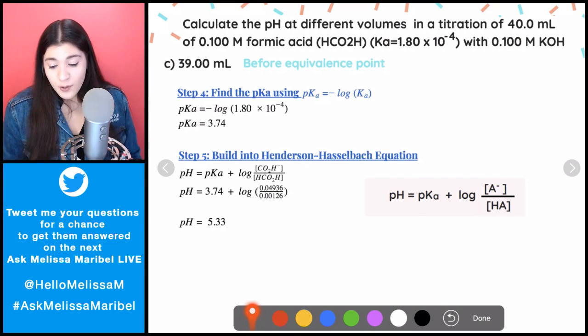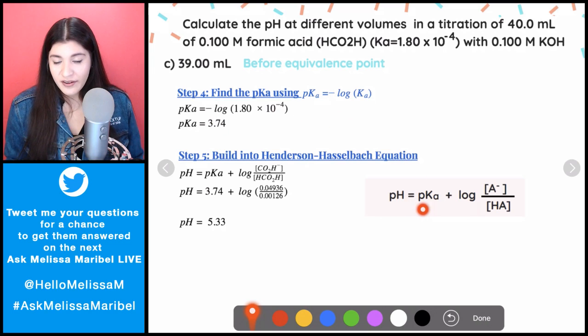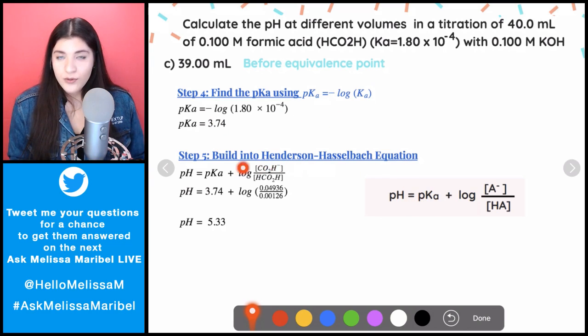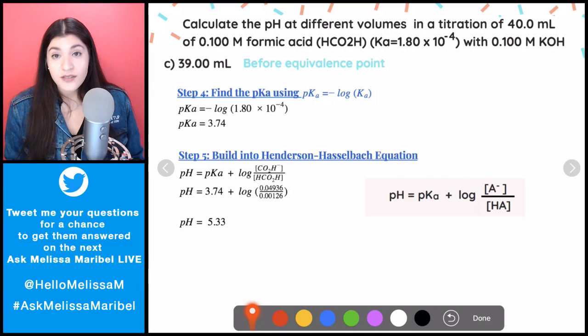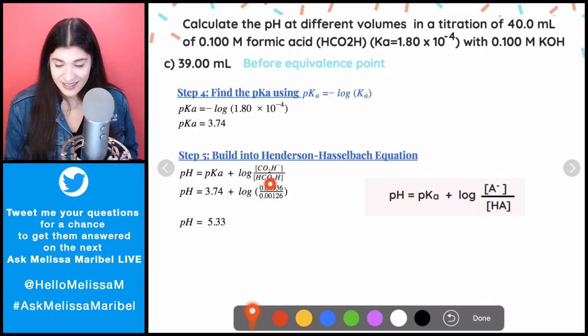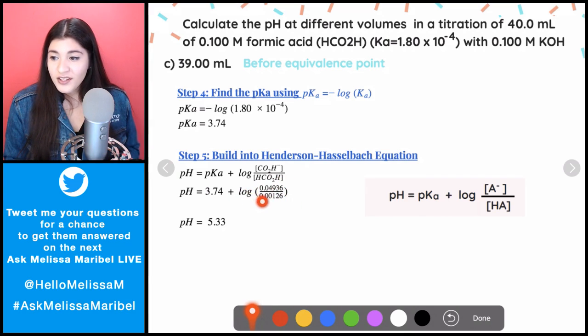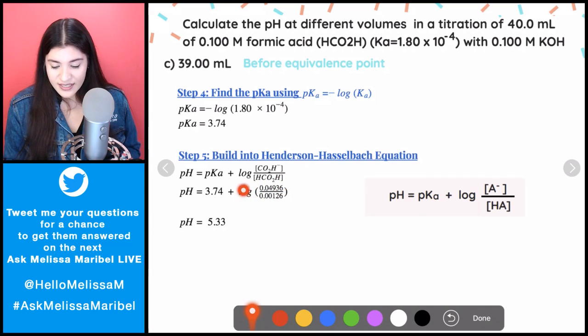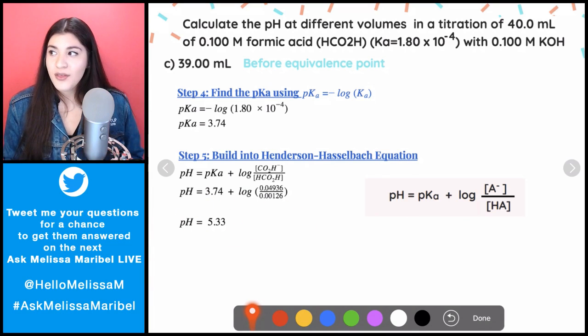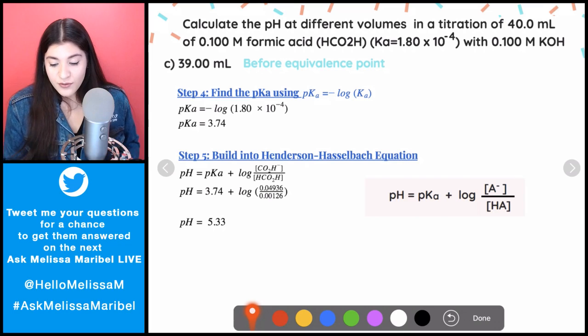That's exactly why, one, we found the pKa, so we can plug that in. That's another reason why we used our before-change-after table, to then divide by the total volume and get the molarity of our conjugate base and our weak acid. And that's what I did here. I divided those, put it in the log, and then added them together, and we get a pH of 5.33. So that would be our pH for when it's before the equivalence point.